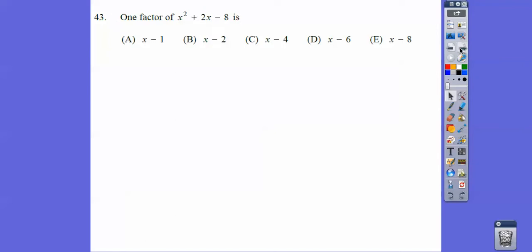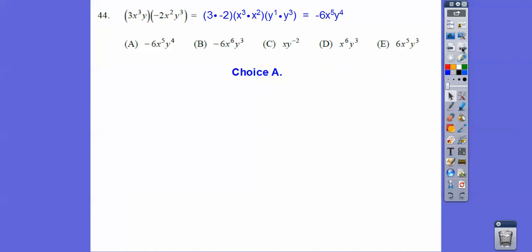All right, so let's factor. Factors of -8 that add to 2 are 4 times -2. So x plus 4, x minus 2. So the only one that matches it is choice B right there, okay? All right, what else do we have?